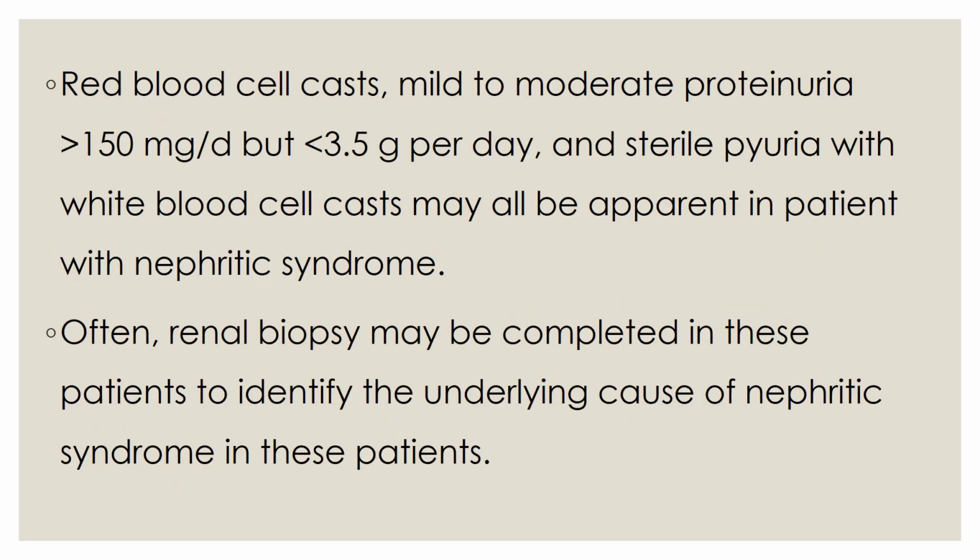Another point for diagnosis is the presence of red blood cell casts in urine, and there may be mild to moderate proteinuria, that is more than 150 mg per deciliter of proteinuria, but it is usually less than 3.5 grams per day. When it exceeds 3.5 grams per day, then this category goes to nephrotic syndrome. We will discuss nephrotic syndrome in later videos. And there may be presence of sterile pyuria with white blood cell casts, all apparent in patients with nephritic syndrome.